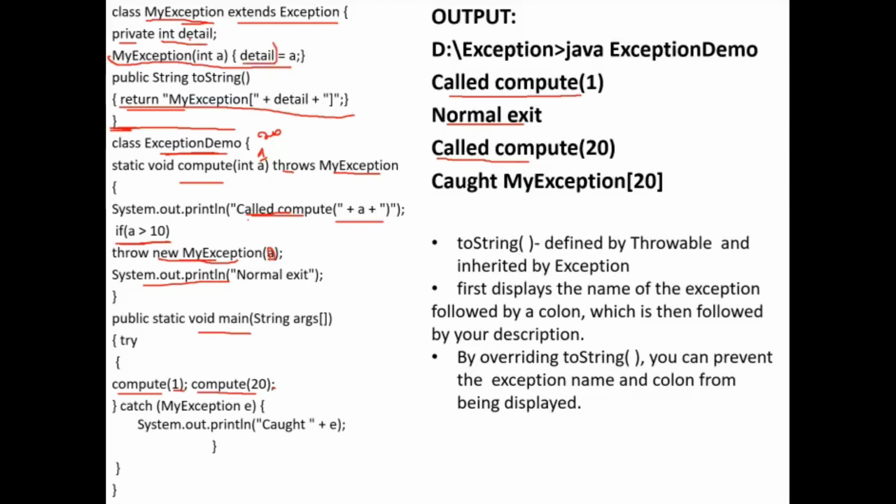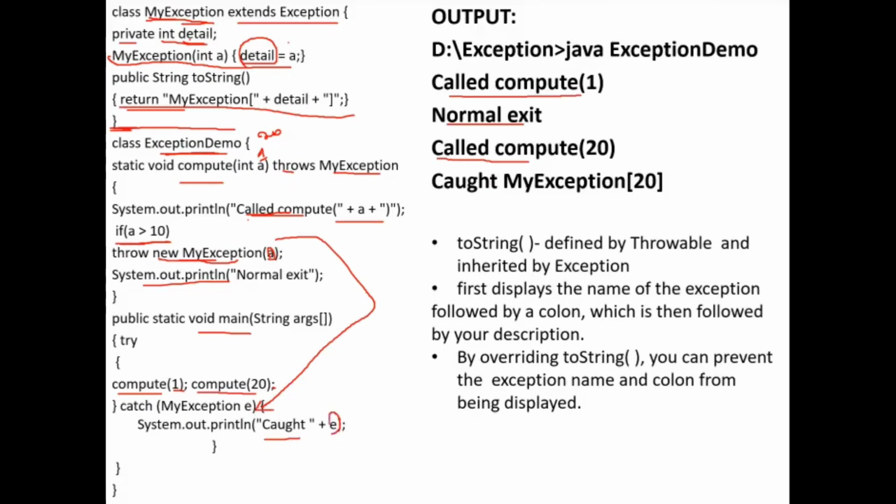This private data member, detail, is 20. Now, this private data member of my exception class: when the exception occurs and I'm throwing it, I'm initializing the private data member detail of the my exception class as 20. After that, I'm throwing it, and that is caught by this catch block, and then I'm printing caught E.